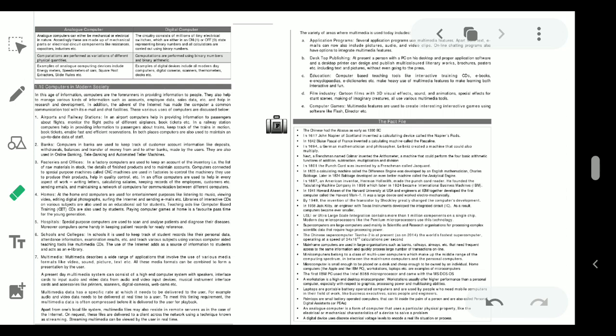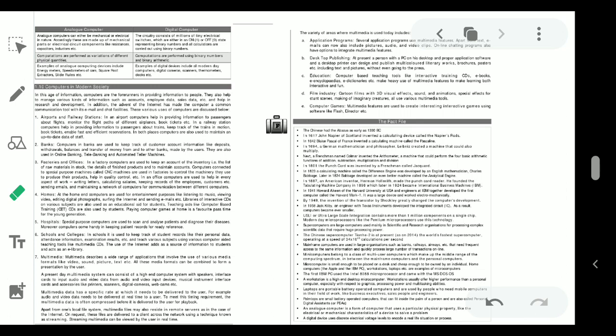Computers are used at airports and railway stations. In airports, computers help provide passengers information about their flights, monitor flight paths and every detail, and book tickets. In case of banks, it is very, very important. Computers in banks are used to keep track of customer account details like deposit, withdrawal, balance, and transfer of money. You can do online banking and telebanking also.